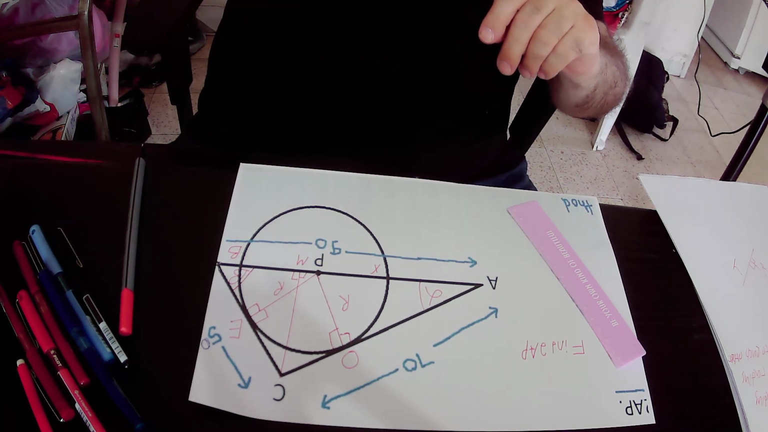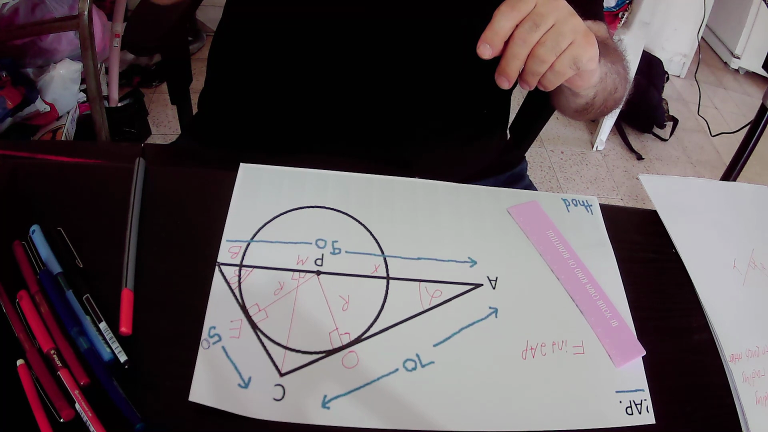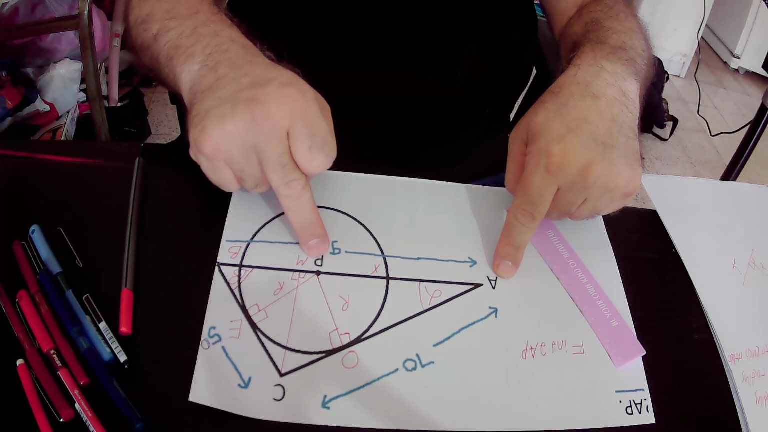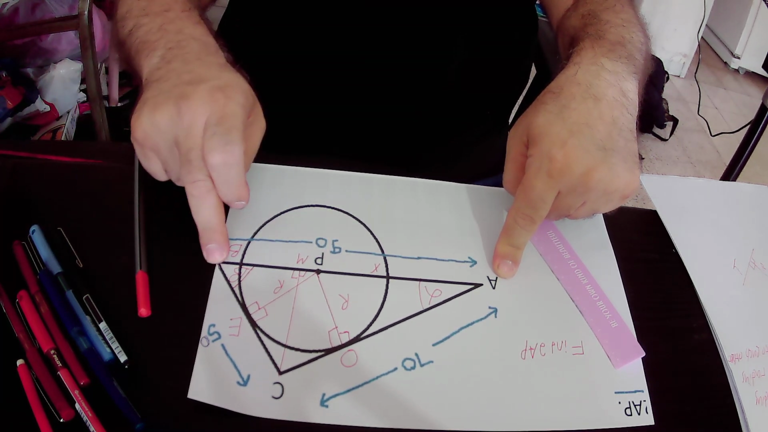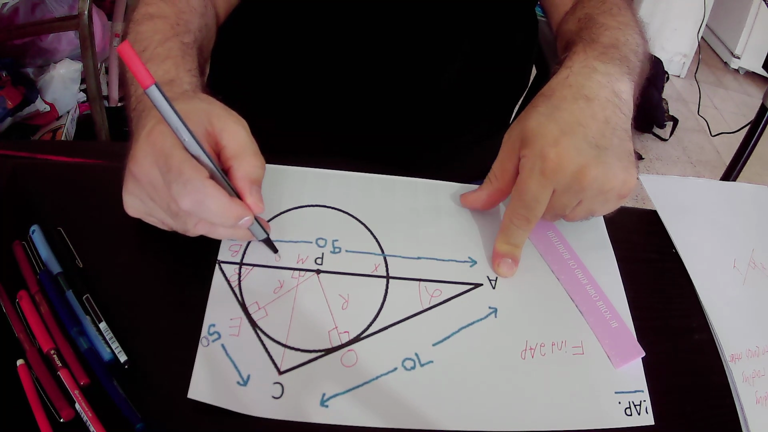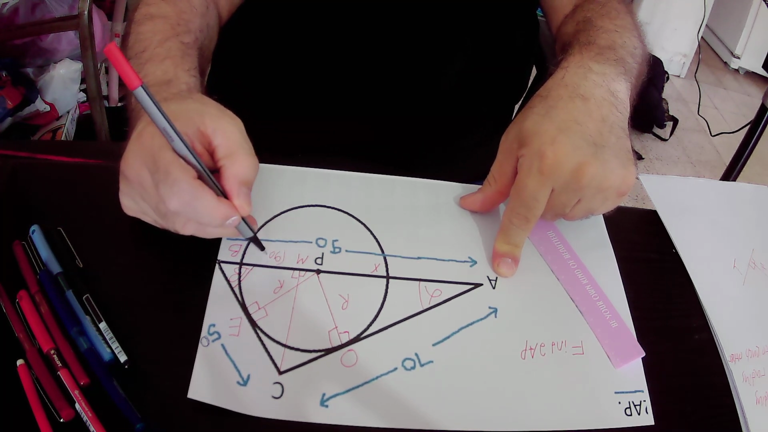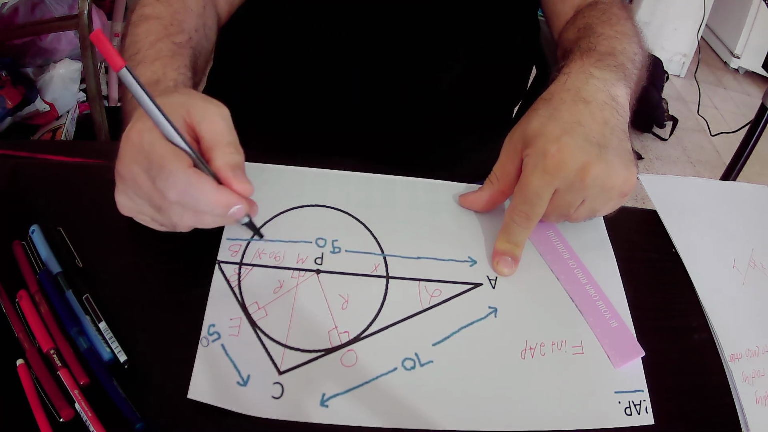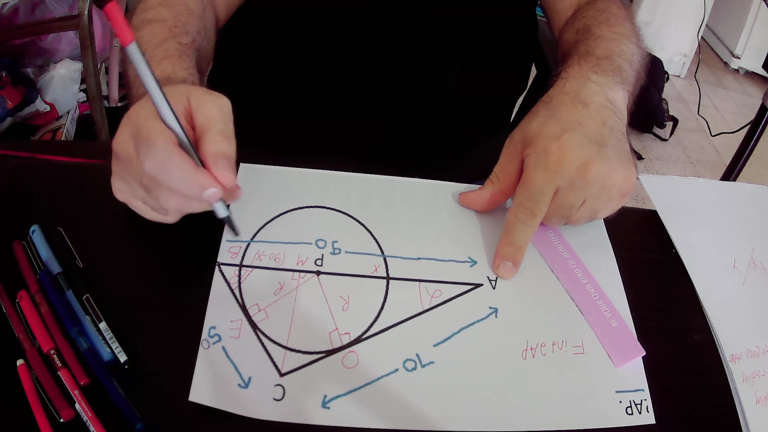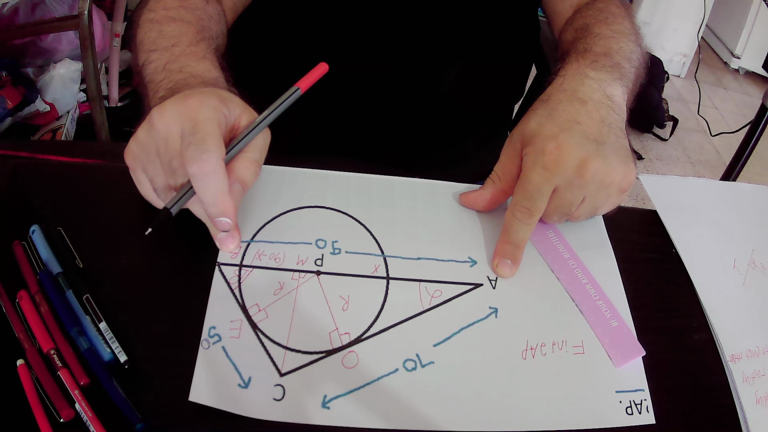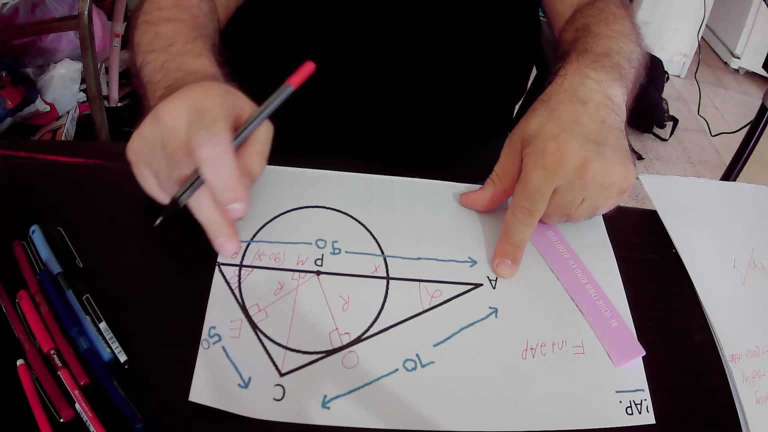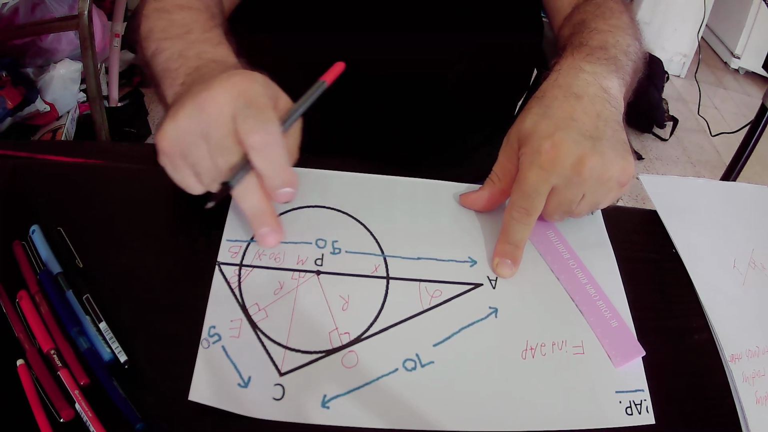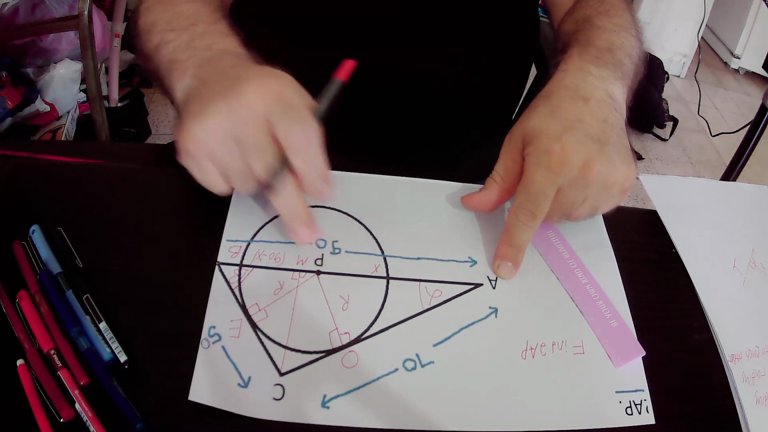So actually PB will be equal to AB minus AP. That is to say AB is 90 units minus AP. AP is X. So in total PB is 90 minus X, because AB is 90 units, minus X. AP is X. So it is AB minus AP, that is to say 90 minus X.